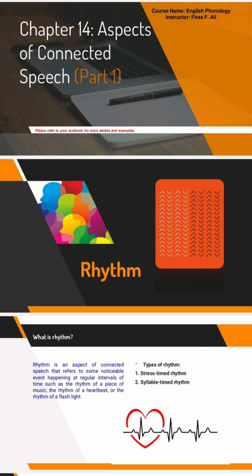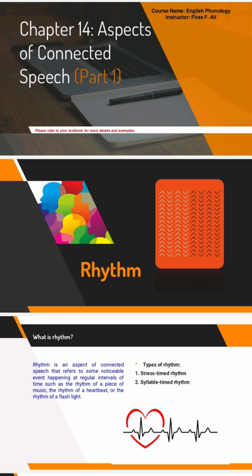And such kind of speaking style has different aspects, and one of these aspects is rhythm. And rhythm is not the music of speech. Rhythm is about timing. It's noticeable because we can notice the rhythmical pattern of something. And it happens at regular intervals of time, or regular units or periods of time. It's repeated, such as the rhythm of a piece of music or the rhythm of speech.